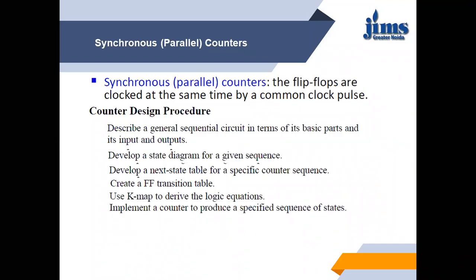Now use a K-map to derive the logic equation. We solve the Boolean function with the help of the K-map, and then at the last we implement it with the desired flip-flop and some combinational logic or logic gates. So this is how synchronous counters are designed, and it will be much clearer when we discuss it with the help of some examples.